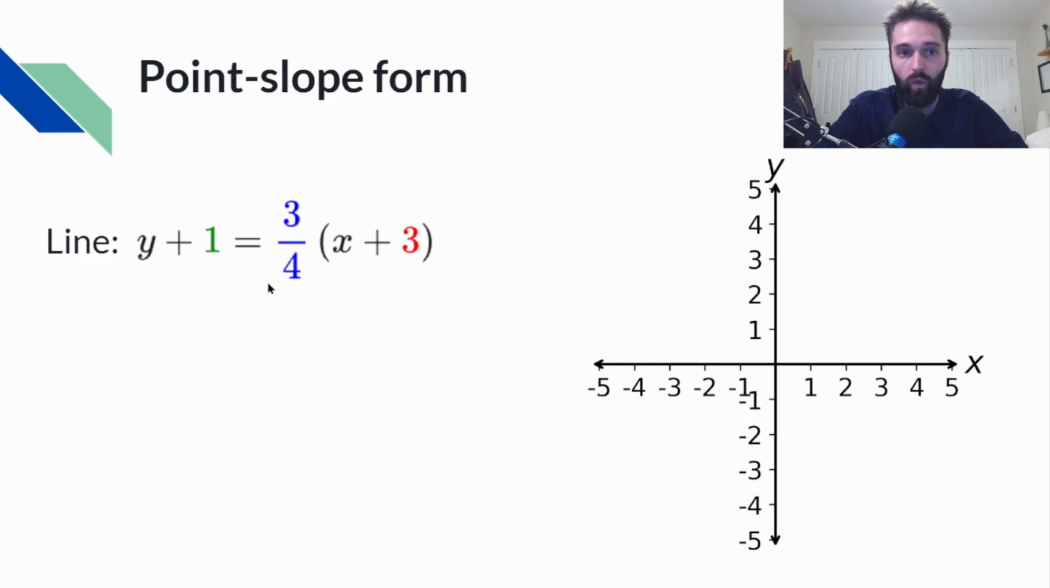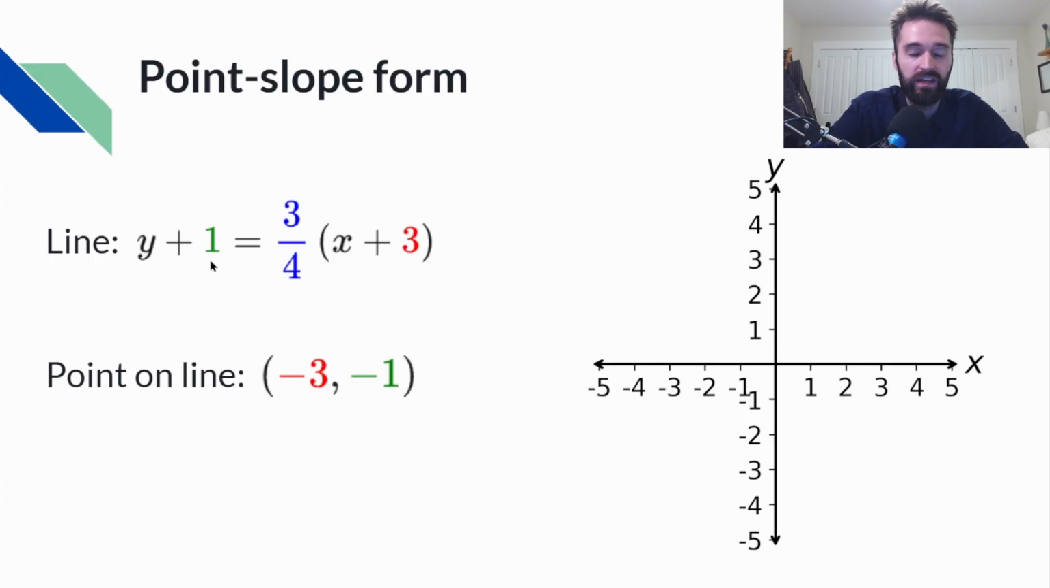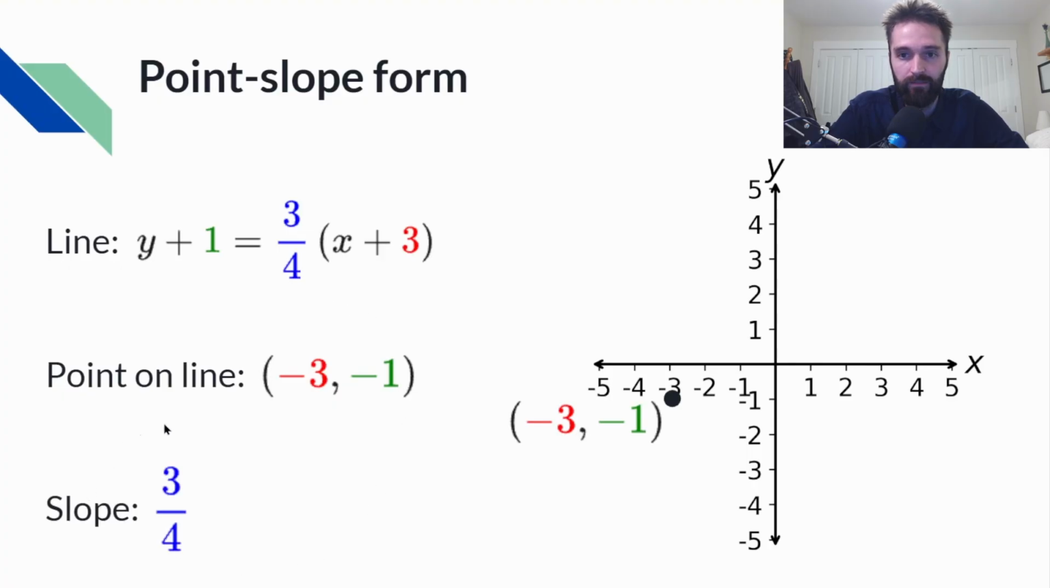Let's take the line y plus 1 equals 3/4 times x plus 3. I can just look at this equation and determine that there's a point on the line given here. x1 is -3, so we have -3 in red here, and y1 is -1, so we have -1 in green here. So we can plot that point. Then, once again, what I want to do is use the slope to come up with a second point on the line. The slope here is 3/4, so that means that we can rise by 3.